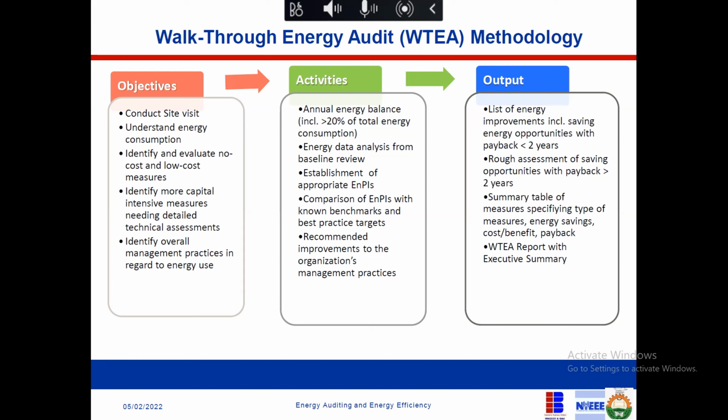The output is that you're going to give them a list of energy improvements, including saving opportunities and maybe a simple payback. You're going to do a rough assessment of saving opportunities and make sure that the payback is less than 2 years. We'll come into that. You can also do a summary table where measures have been identified and the cost-benefit analysis has been done. Then you do a walkthrough energy audit report that has an executive summary.